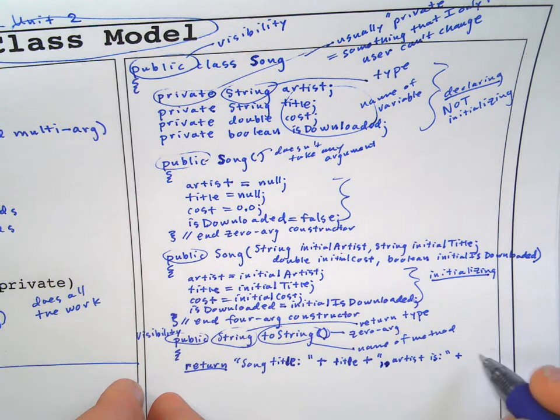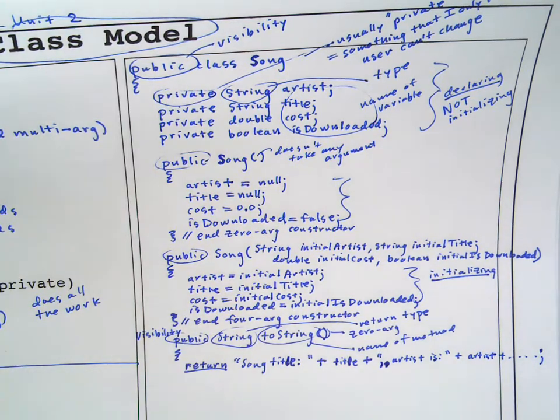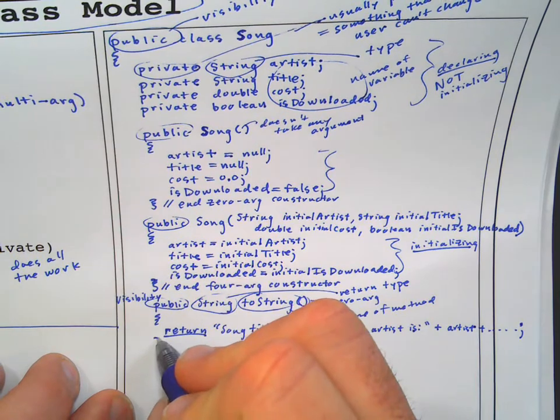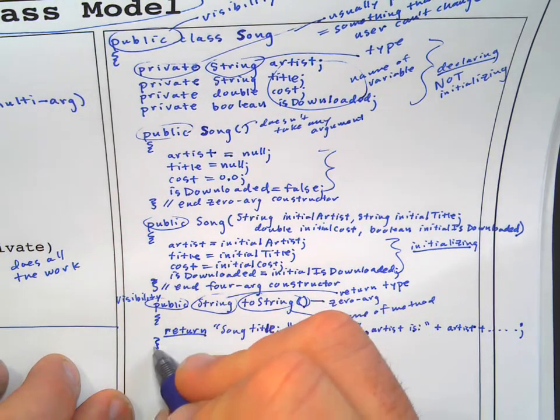Okay, plus artist, and then we could keep going. We could put the price in there that is downloaded and all that stuff, and then we'd put a semicolon at the end. And so this is a really simple method. It just takes all that stuff and makes a nice long string out of it.